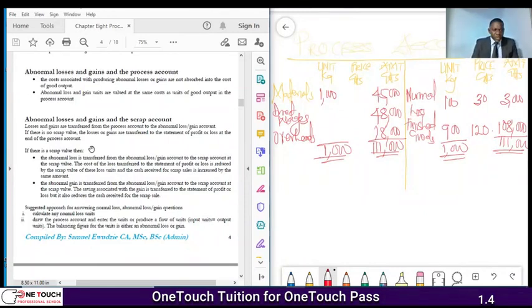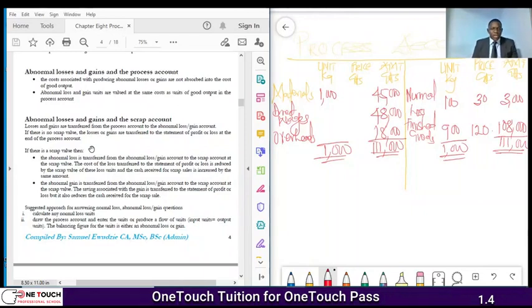Now, losses and gains are transferred from the process account to the abnormal loss or abnormal gain account. If there is no scrap value, the losses or gains are transferred to the statement of profit or loss at the end of the process account. So once there is an abnormal loss or an abnormal gain, we need to open an account for them, and we transfer those losses and gains to their respective accounts. Good. Then at the end of the day, the difference sitting on those accounts will be transferred to the profit or loss account.